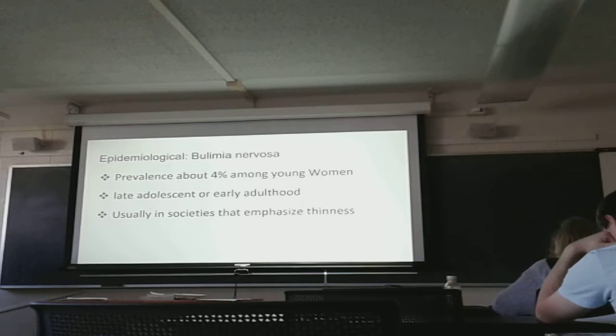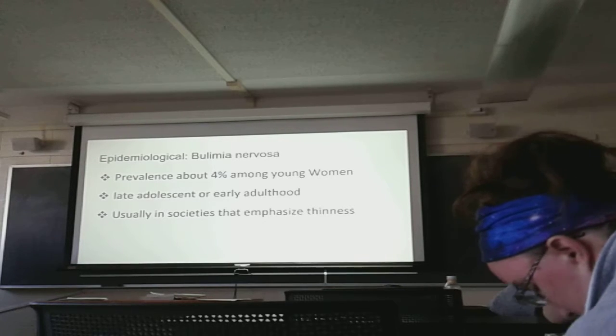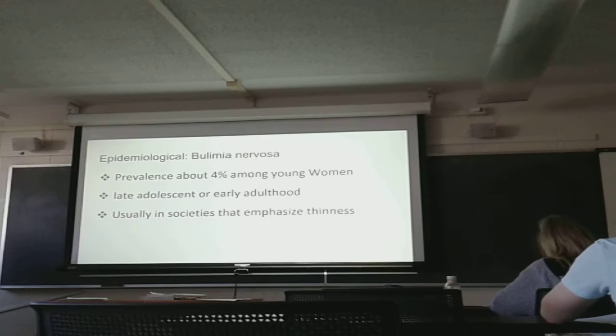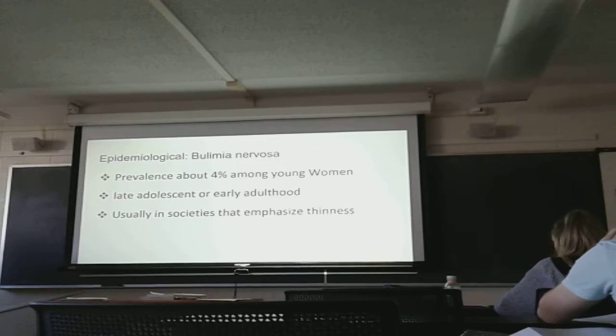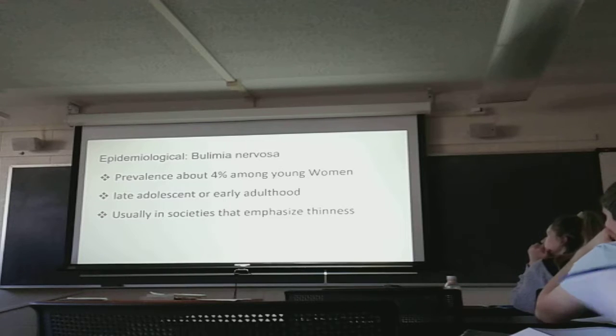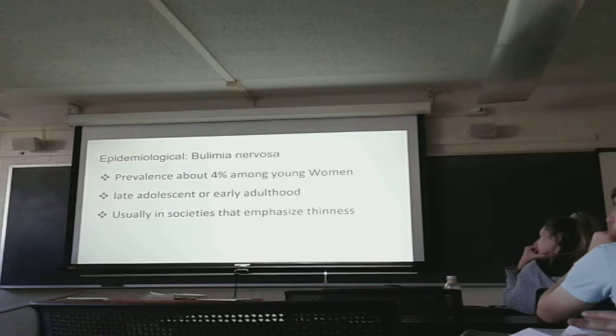Bulimia nervosa, we're going to get into the differences of all these in about a minute. Some of you are probably already aware of it. This is about 4% of young women, usually late adolescence to early adulthood. And this is common in societies that emphasize fitness. The difference is they're either slightly under or slightly overweight. They're not more underweight or more overweight.